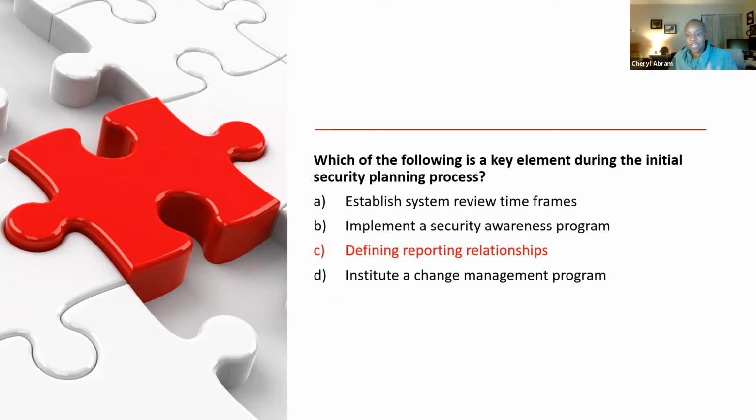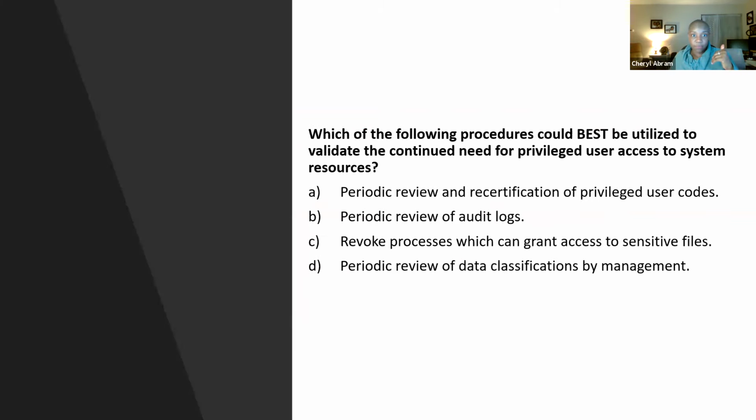So when I look at these 5 checks, the one that talks about whether or not the distractors are the same length, tense, and complexity, C just stands out, okay? Now for you, one of the other checks may do it for you, okay? So which is why you need to go through all of them. Which of the following procedures could best be utilized to validate the continued need for privileged user access to system resources? Same thing, go through the 5 checks.